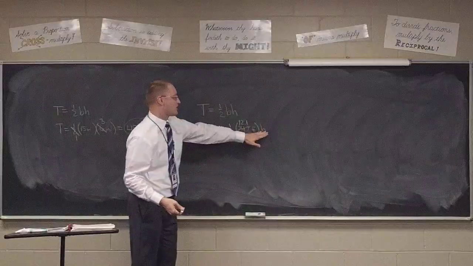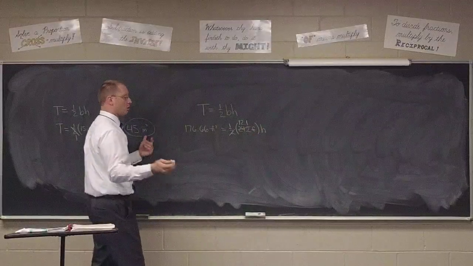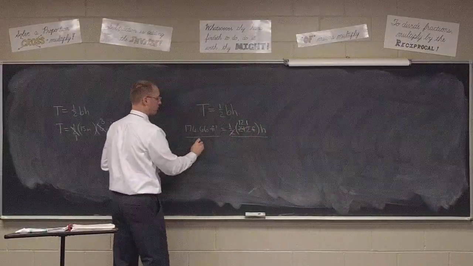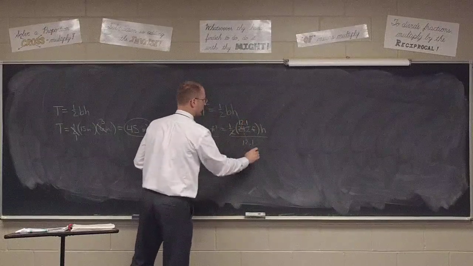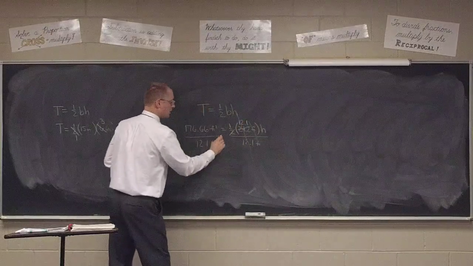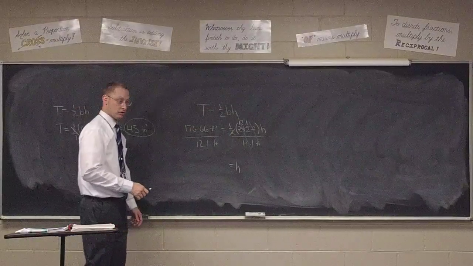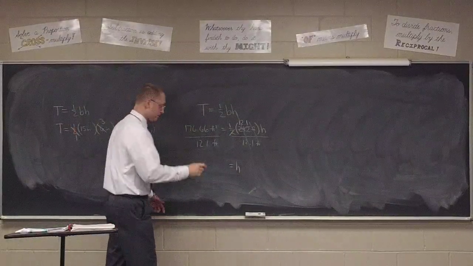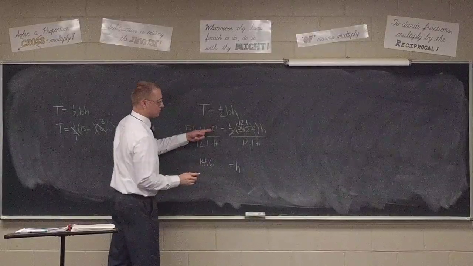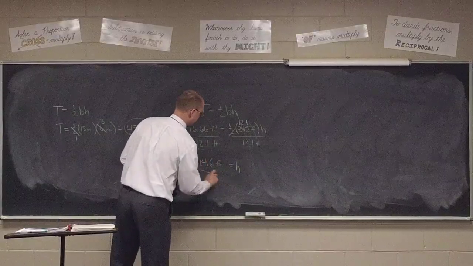And now to get the H by itself, divide away the 12.1 feet, technically. And that'll give us 14.6. Someone else got the same thing? 14.6. And notice the feet squared divided by feet just gives us feet.